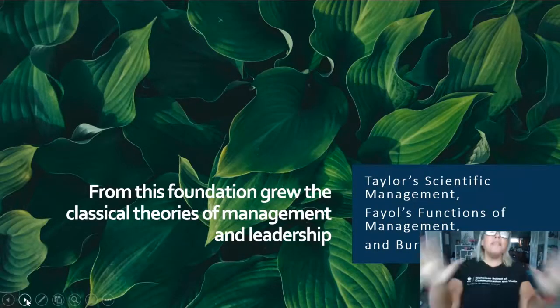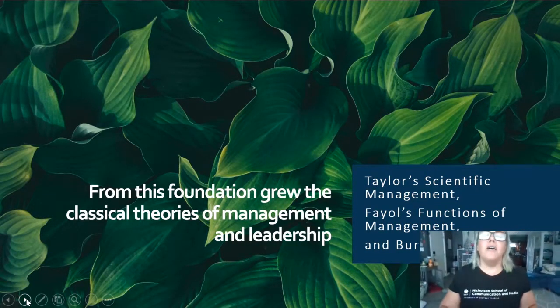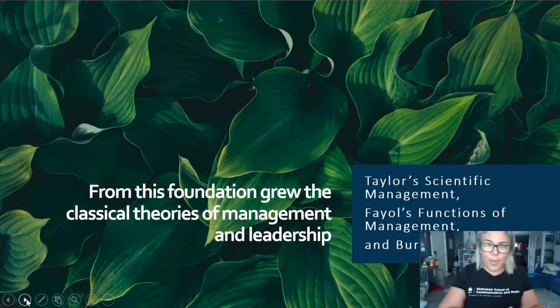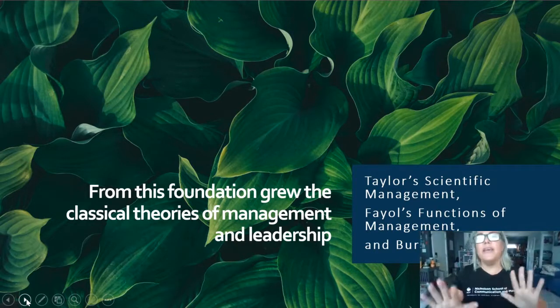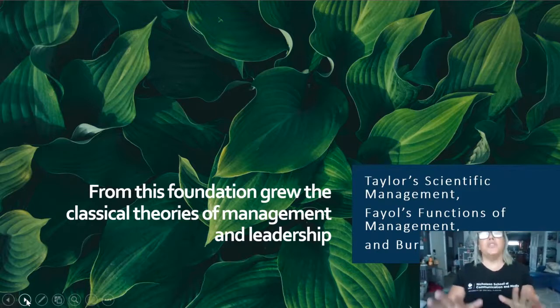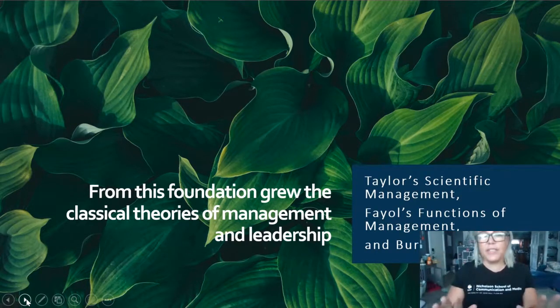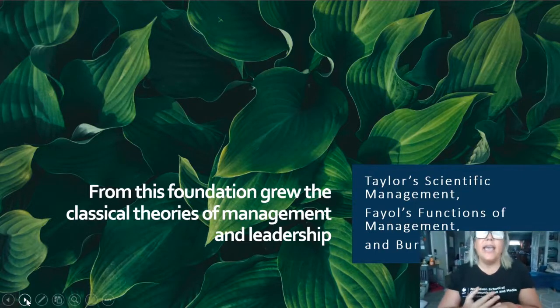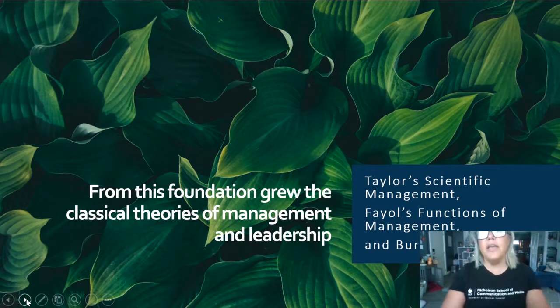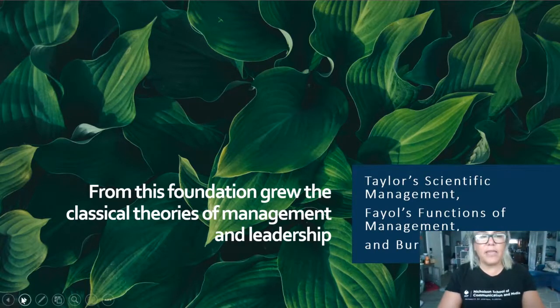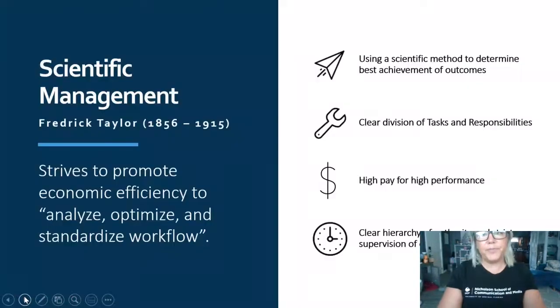So from this foundation of a division of labor and economic and industrial revolution grew the classical theories of management and leadership that still exist today. And we're going to talk about each of these. They're Taylor's scientific management, Henri Fayol's functions of management, and bureaucracy.